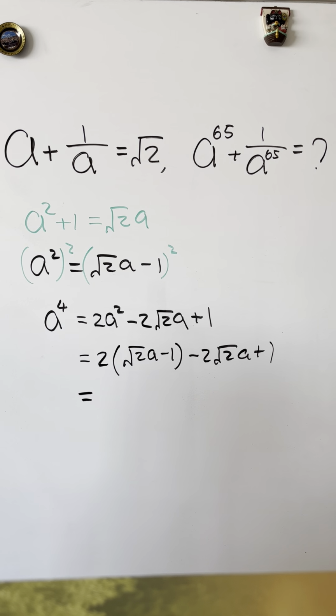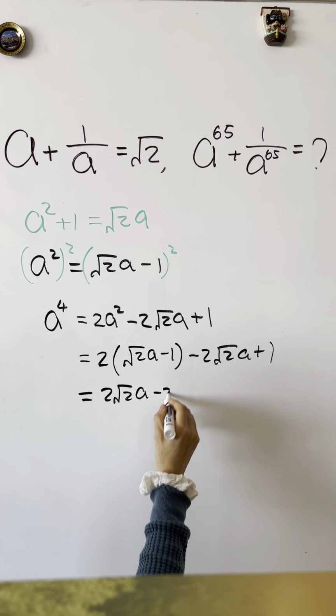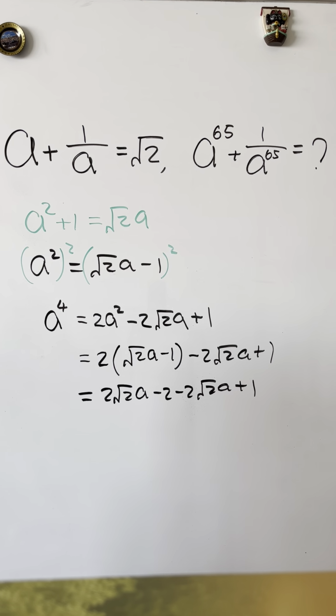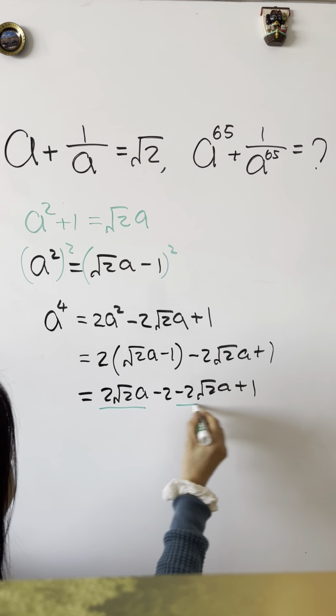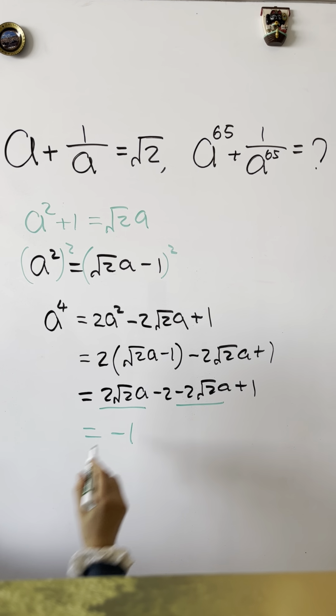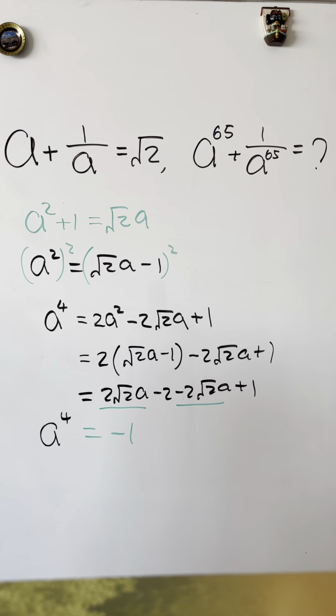Now are you seeing I'm getting a nice number? So 2 radical a minus 2 radical 2a plus 1. Now you see these two, positive, negative, cancelled. Negative 2 plus 1 gets negative 1. Yeah, that's what I want. So a to the 4th power equals negative 1.